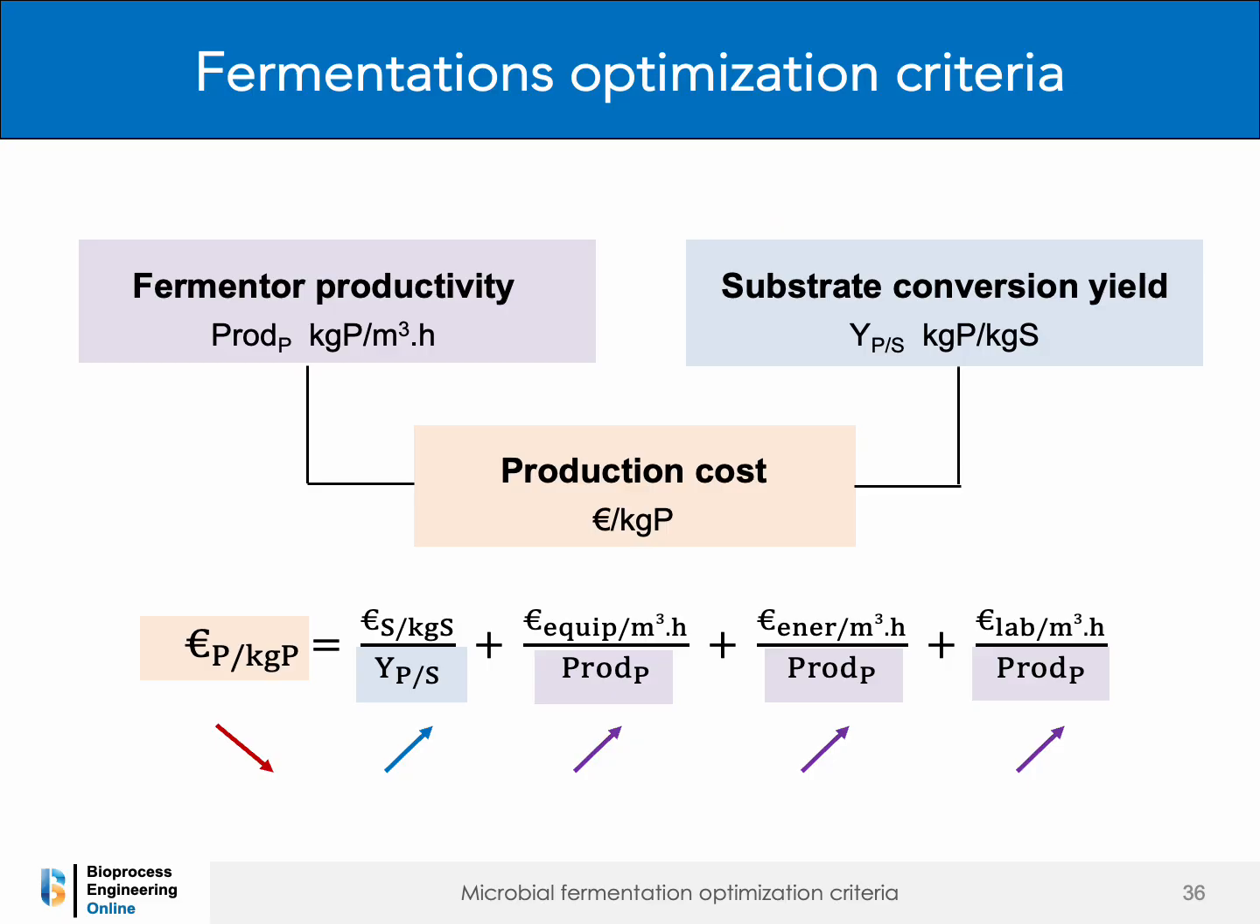These two technical criteria directly determine the key economic criterion, the production cost per kilogram of product. Maximizing the substrate conversion yield reduces the material cost. Maximizing fermenter productivity reduces the equipment, energy, and labor costs per kilogram of product. Consequently, optimal fermentation operation requires balancing these two criteria to achieve the lowest overall production costs. Beyond economic objectives, industrial optimization may also consider additional factors related to product quality, process robustness, operational risks, and safety requirements.